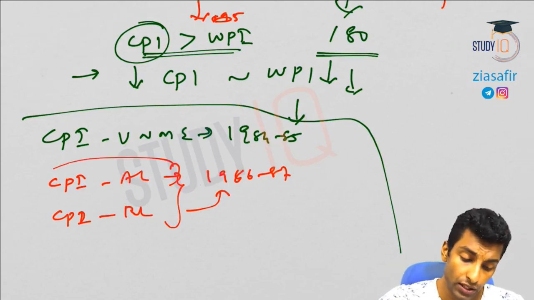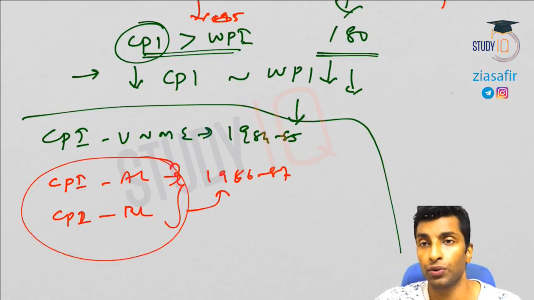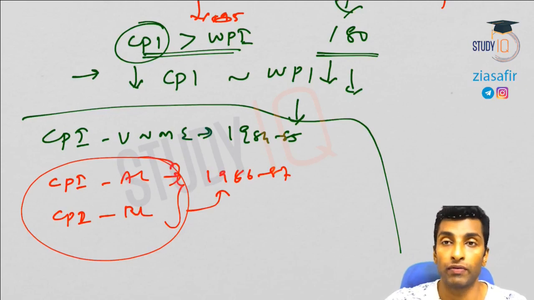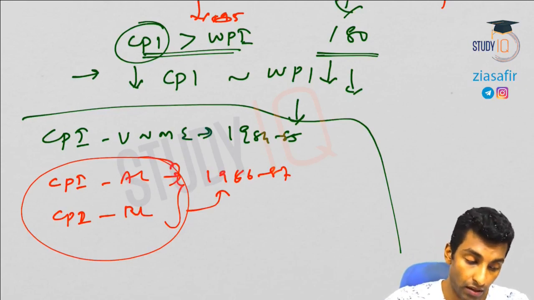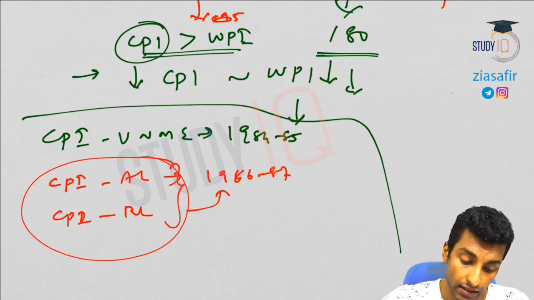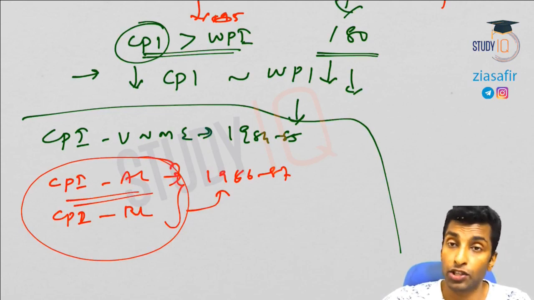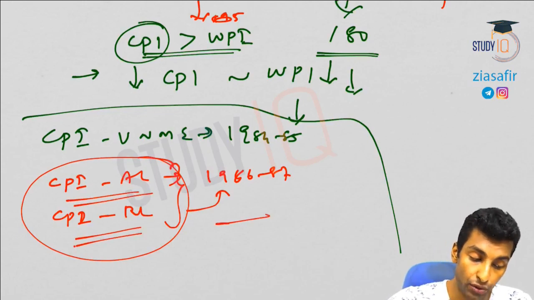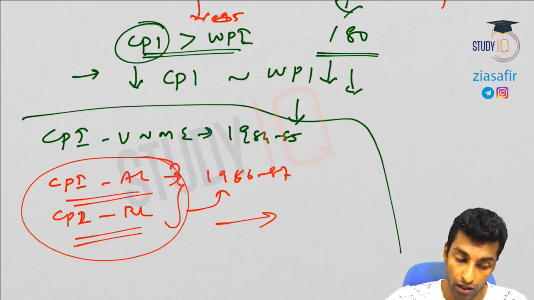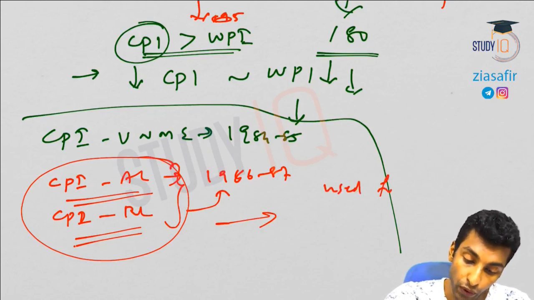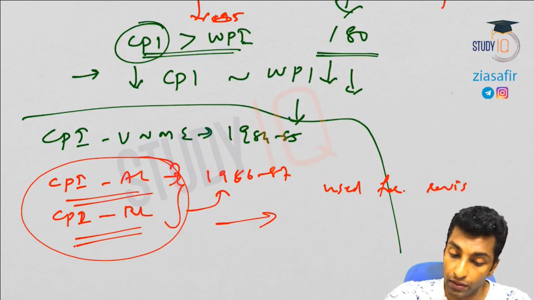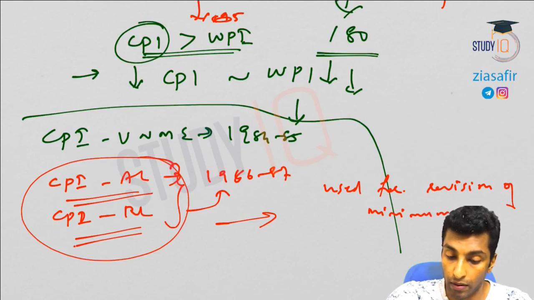These two are actually used by the state governments to change the minimum wages, to measure the revision of minimum wages. This CPI agricultural labor and CPI rural labor is used for the revision of minimum wages by the state government.